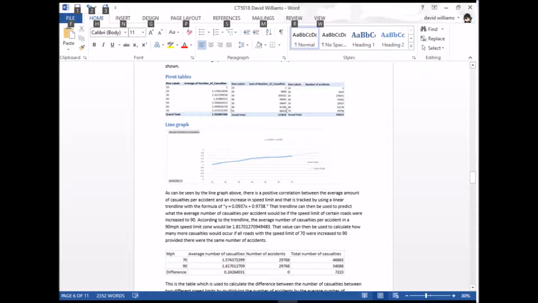It was then calculated that providing that there was the same amount of accidents in the past 3 years, it would have caused an additional 7,000 casualties if all the 70 mile per hour zones were increased to 90 miles per hour, meaning that increasing the speed limit would increase risk.